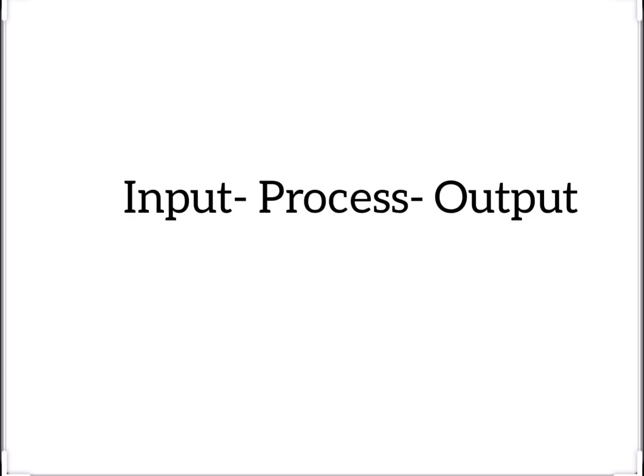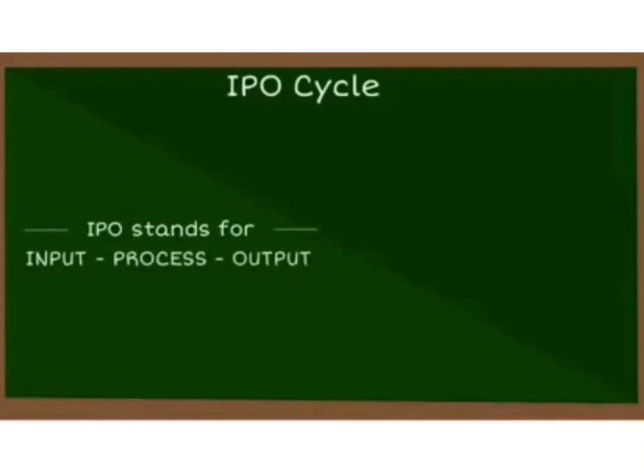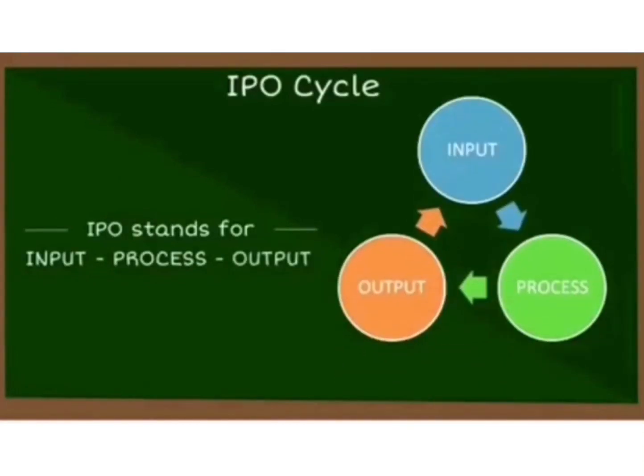Come to the next topic, that is input, process and output. How a computer works? Computer follows IPO cycle. Now I will tell you what an IPO cycle is. IPO stands for input, process and output. Here is a block diagram you can see.